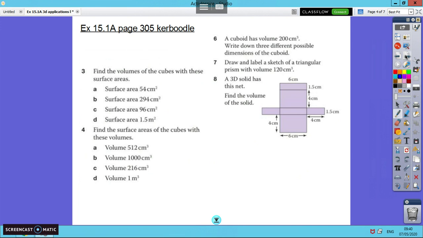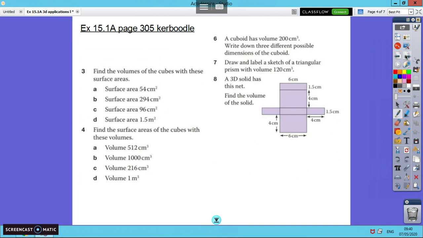And then number 6, a cuboid has a volume of 200 centimetres cubed. Write down 3 possible dimensions. So what 3 things could you multiply together to make 200 centimetres cubed? Number 7, draw and label a sketch of a triangular prism with a volume of 120 centimetres cubed. So you've got to come up with your own dimensions for that. Remember to divide your triangle by 2, everybody. And then number 8, a 3D solid has this net.